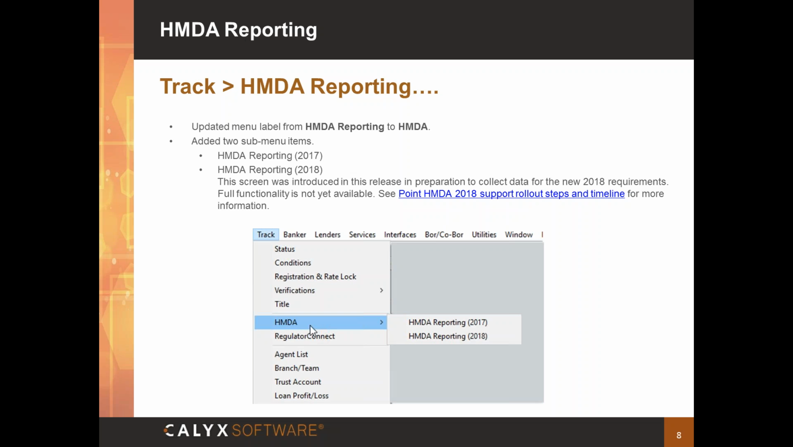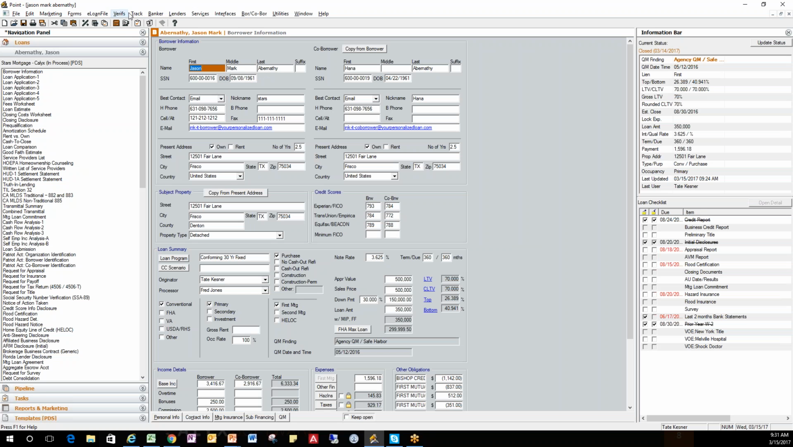This is what it would be. You would go to Track HMDA Reporting 2017. Track HMDA now instead of HMDA Reporting 2017, HMDA Reporting 2018.